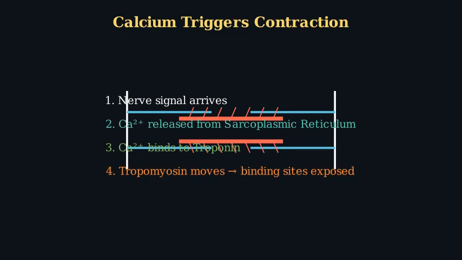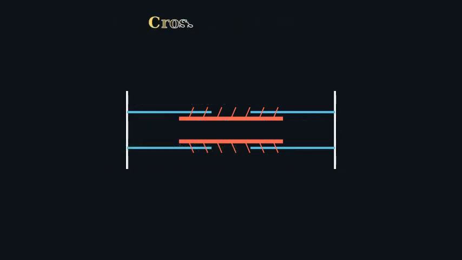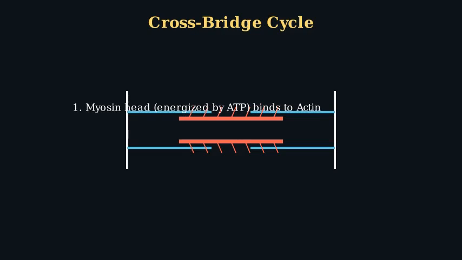Now, how does contraction begin? A nerve signal arrives at the neuromuscular junction. This causes calcium ions to be released from the sarcoplasmic reticulum into the muscle cell.